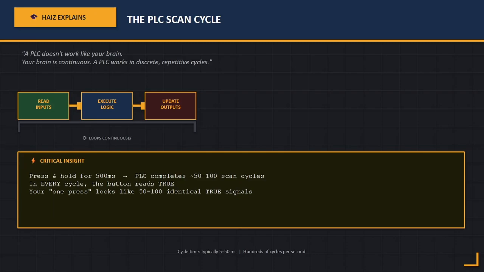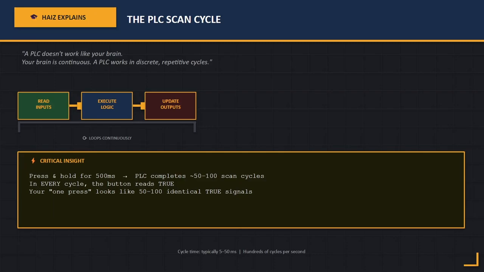It doesn't look at the real world during this phase, it looks at memory. Phase 3, update output. The PLC pushes the result to the physical world. Lamps turn on, valves open, motors start. Then it loops. Again, and again, and again. Typically every 5 to 50 milliseconds, depending on the PLC and the program size. That's hundreds of times per second.